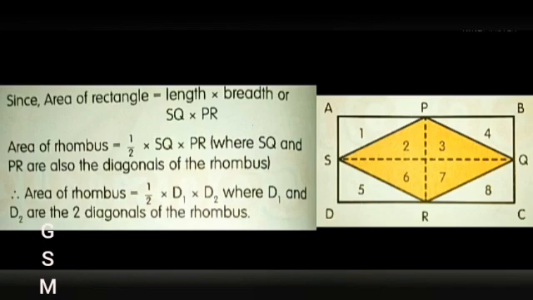Since area of rectangle = length × breadth, or SQ × PR, area of rhombus = 1/2 × SQ × PR, where SQ and PR are also the diagonals of the rhombus. And area of the rhombus = 1/2 × D1 × D2, where D1 and D2 are the two diagonals of the rhombus. We can also find the area of figures by dividing them into smaller shapes. Let us see how.